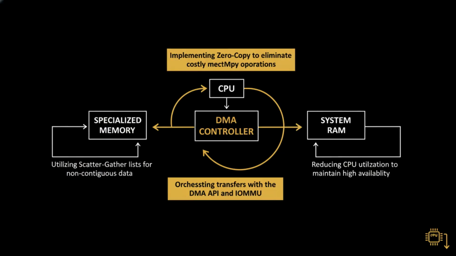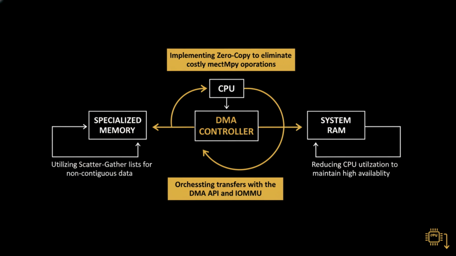Data movement is the bottleneck in ultra-scalable systems. To overcome this, we implement direct memory access. Our driver must orchestrate the transfer of data between the specialized memory and other devices or system RAM without involving the CPU. This is achieved using the DMA API, which handles the complexities of IOMMUs and cache coherency.